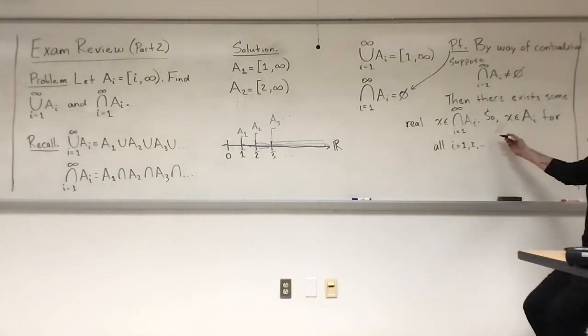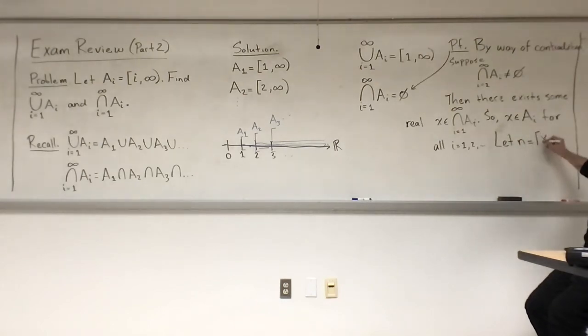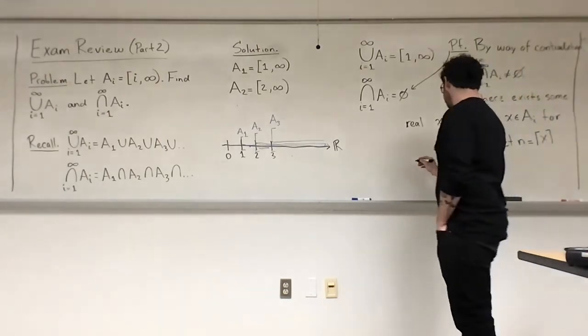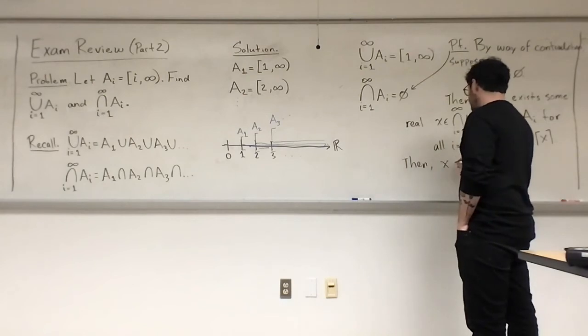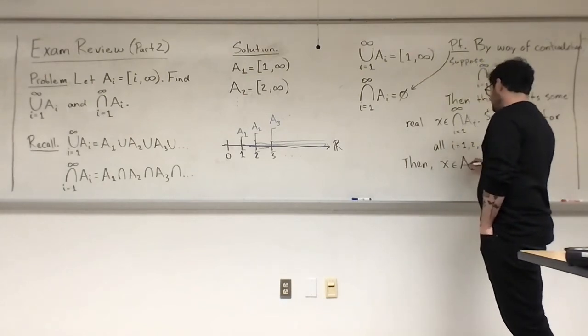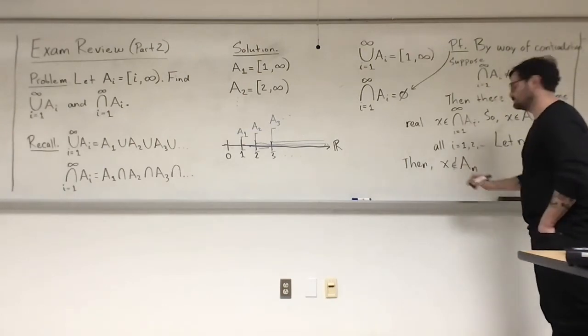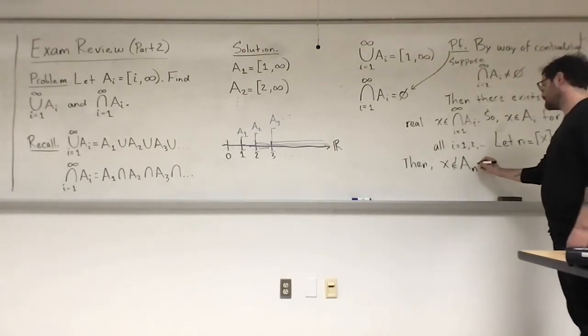So what we can do, if we want to be clever, is say something like this: let n equal the ceiling of x. That's valid, right? n is just the ceiling of x. It's the nearest integer to x above it. So then x could not be an element of A_n. And I'll just write out what that is.